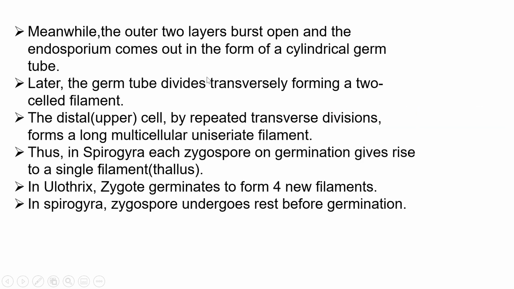Later, the germ tube divides transversely, forming a two-celled filament. The distal, upper cell, by repeated transverse division, forms a long multicellular uniseriate filament, like the filament Spirogyra usually looks like. Thus, in Spirogyra, each zygospore on germination gives rise to a single filament or thallus, which is uniseriate. In Oedogonium, the zygote germinates to form four new filaments, but in Spirogyra a single filament is formed. In Spirogyra, the zygospore undergoes rest before germination.